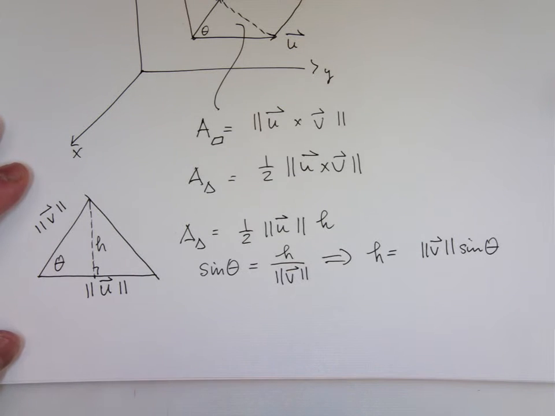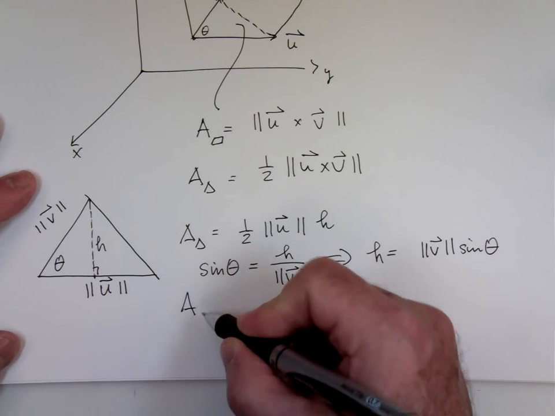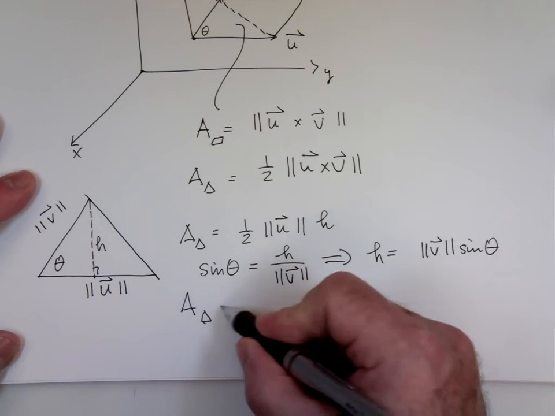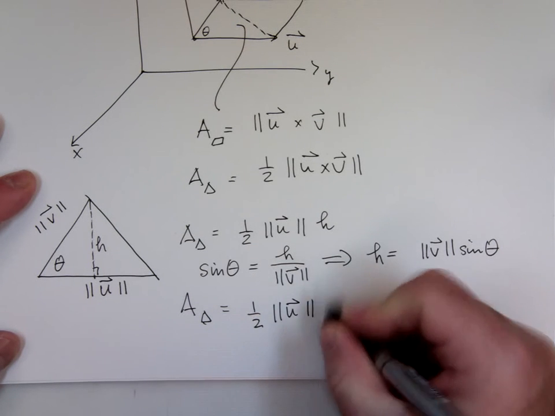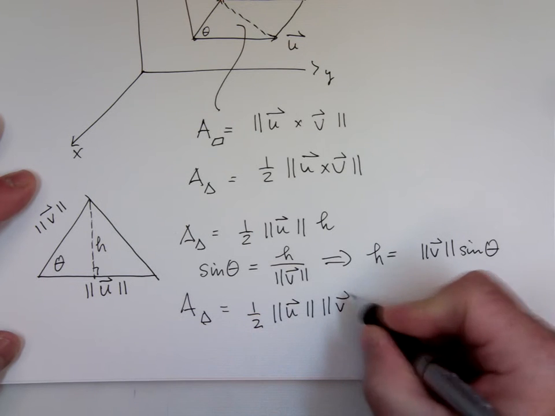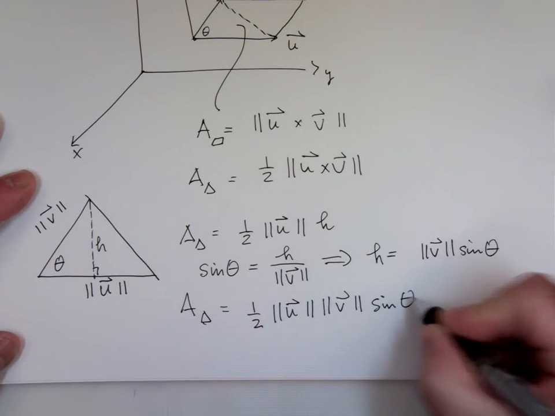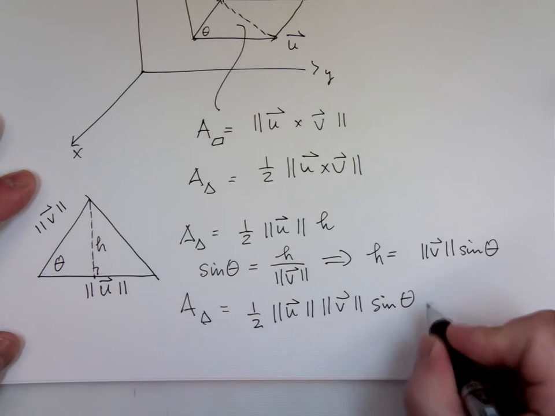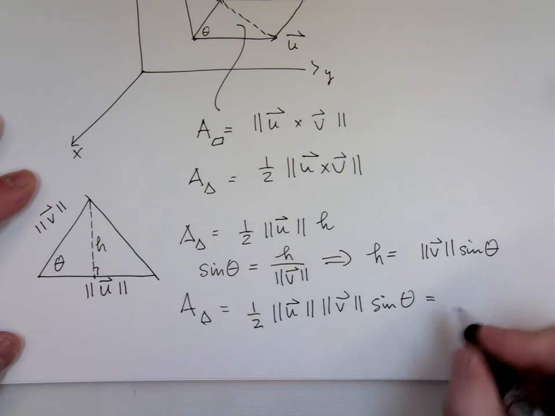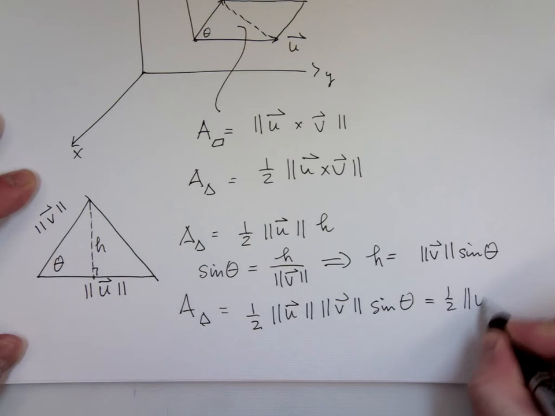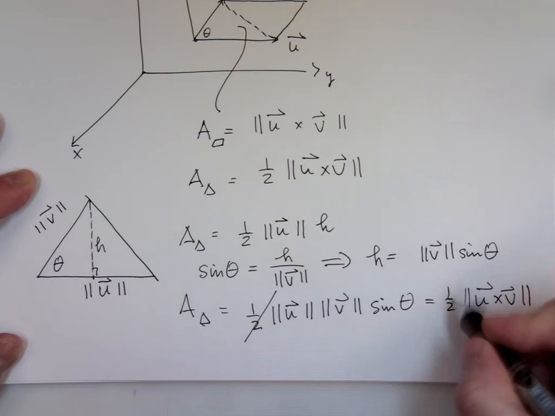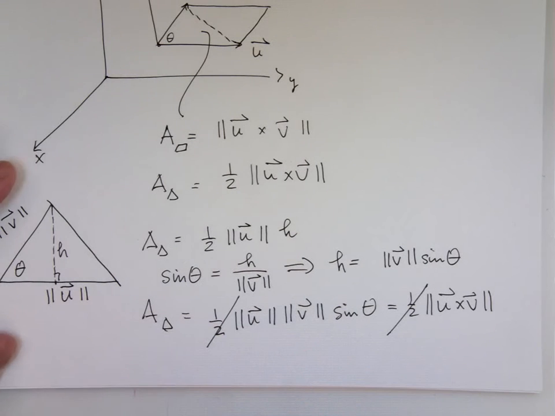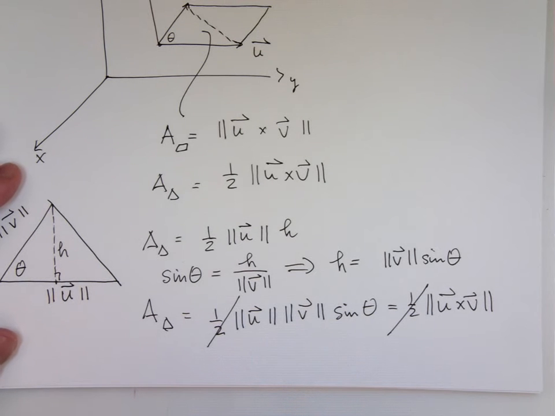So, here's what we have. The area of the triangle determined by 2 vectors is 1/2 magnitude of U times H, magnitude of V times the sine of theta. And this area is also equal to 1/2 the magnitude of the cross product. And that tells us that the magnitude of the cross product is equal to magnitude of U times magnitude of V times sine theta. This is so cool.